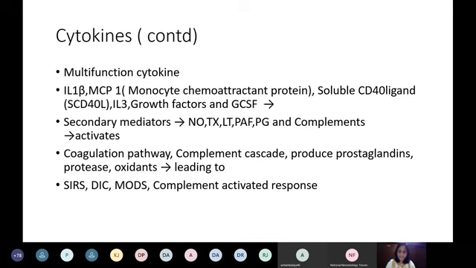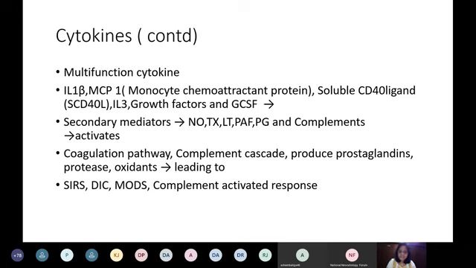So the first set is pro-inflammatory. The next one has a mixed function, so it is called multifunction cytokine. Both inflammation and anti-inflammation happen. Because inflammation is not the only function these cells do, they also have other functions in our body, which we won't be discussing because we're limiting this to sepsis. The multifunction cytokines are mainly interleukin 1 beta, the MCP or monocyte chemoattractant protein, the soluble CD40 ligand, and IL-3 and growth factors along with GCSF. So this is where our GCSF comes into the picture, because in severe sepsis we try to give GCSF.